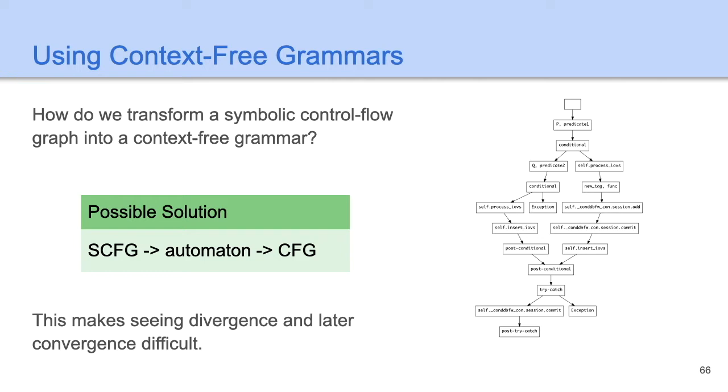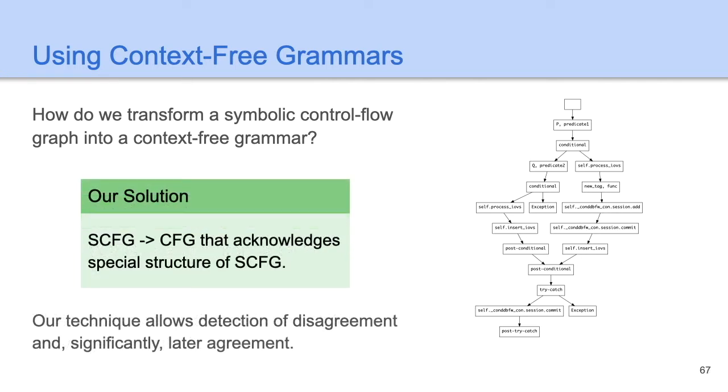However, this makes seeing divergence and later convergence quite difficult, so we propose an alternative approach. In particular, we remove the automaton stage altogether, and instead we convert symbolic control flow graphs directly into context-free grammars, but which acknowledge the special structure of symbolic control flow graphs. Our technique allows detection of disagreement and, significantly, later agreement.